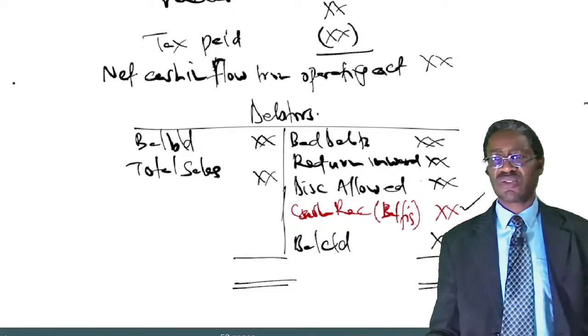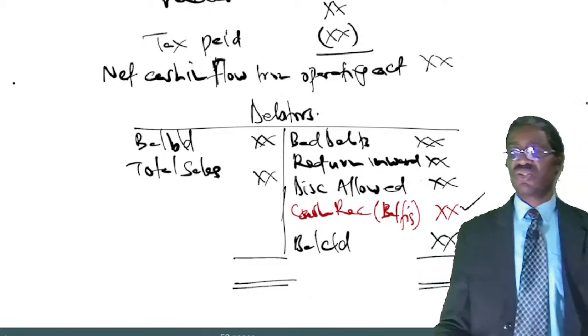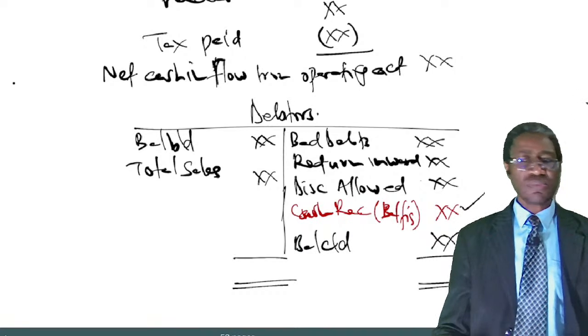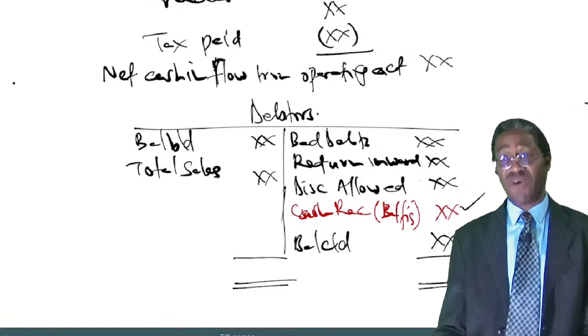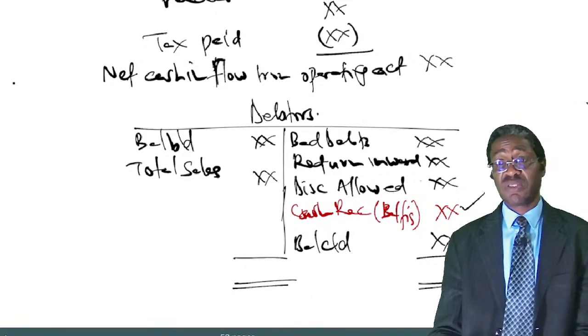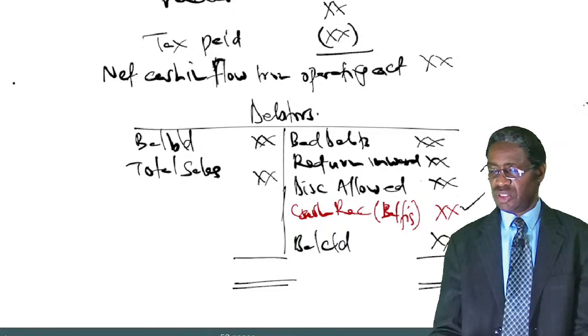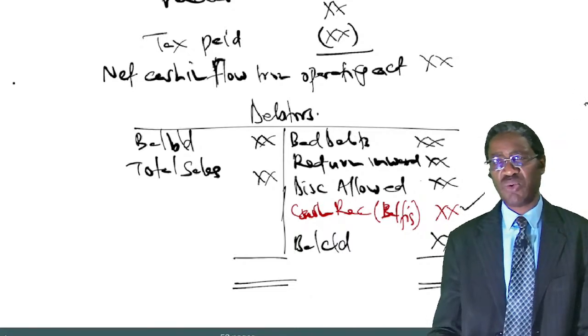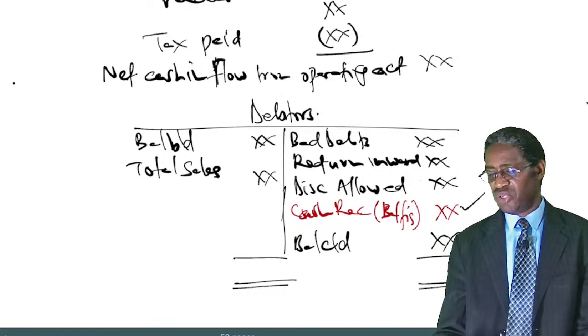So finish. We go to the second one now. So that is the first one, cash received from customers. So finish. We go to the second working. That is cash paid to suppliers. So finish copying.